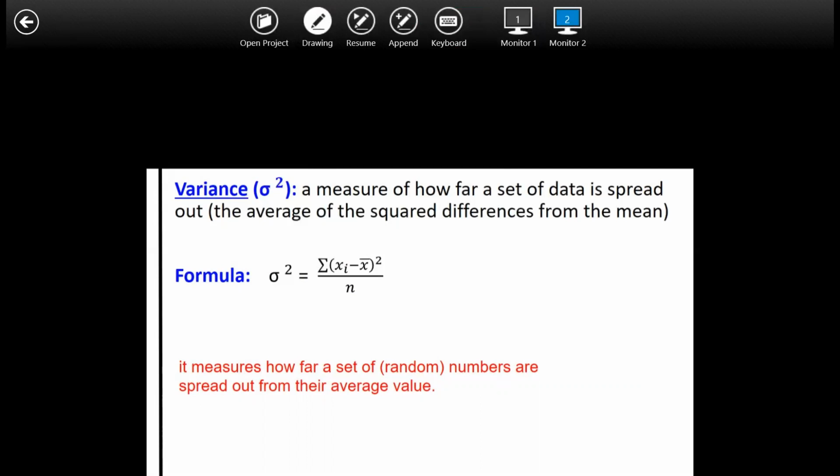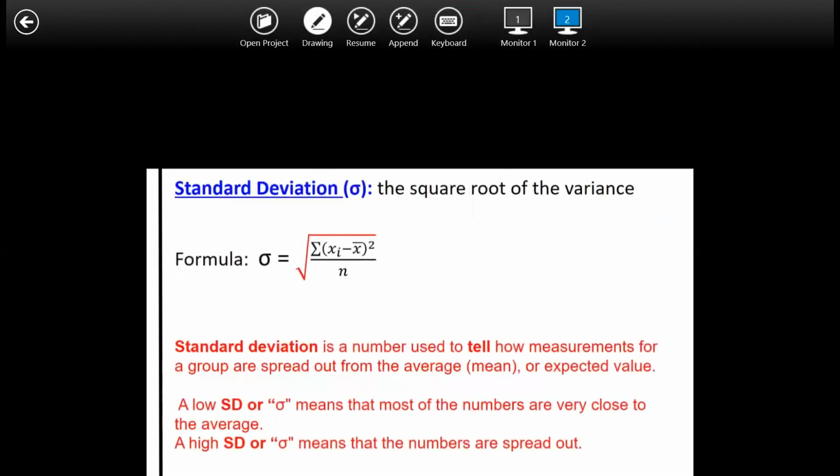The standard deviation is the square root of the variance, and we're going to use that today. Standard deviation is a number that tells us how measurements for a group are spread out from the average mean or expected value. A low standard deviation, or low sigma, means that most of the numbers are very close to the average, meaning our graphs are going to be very close. A high standard deviation, or larger sigma, means that the numbers are more spread out.